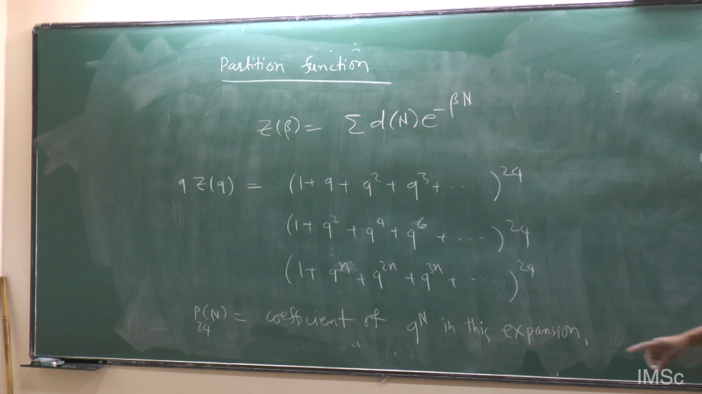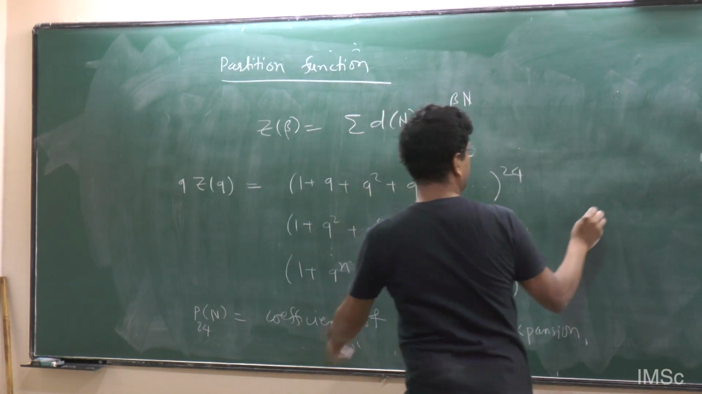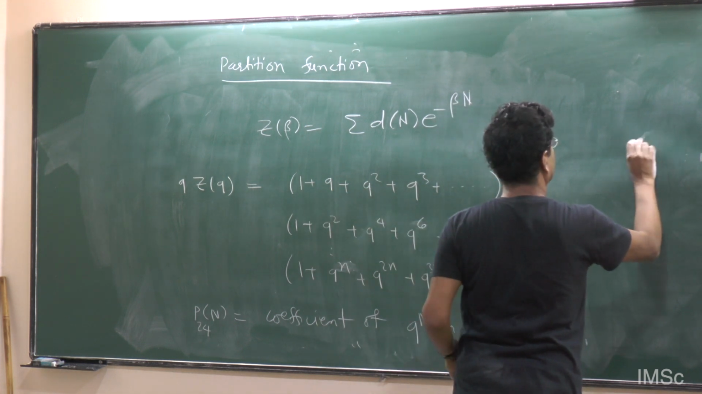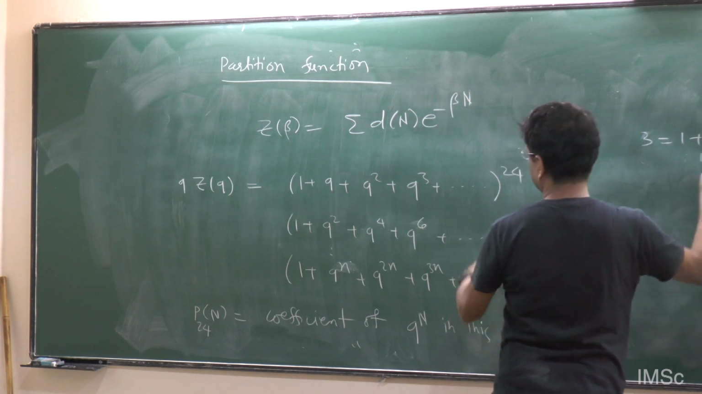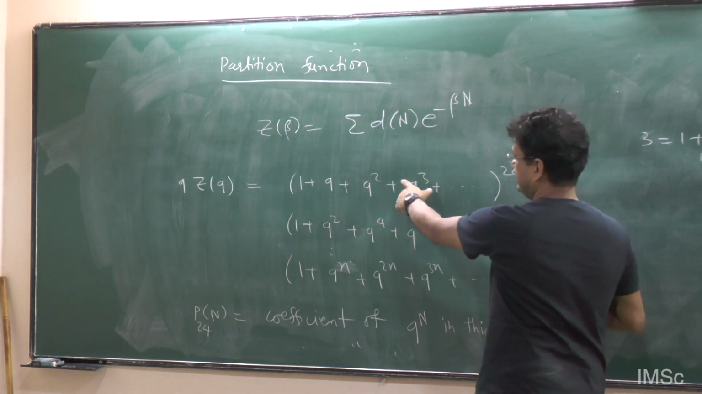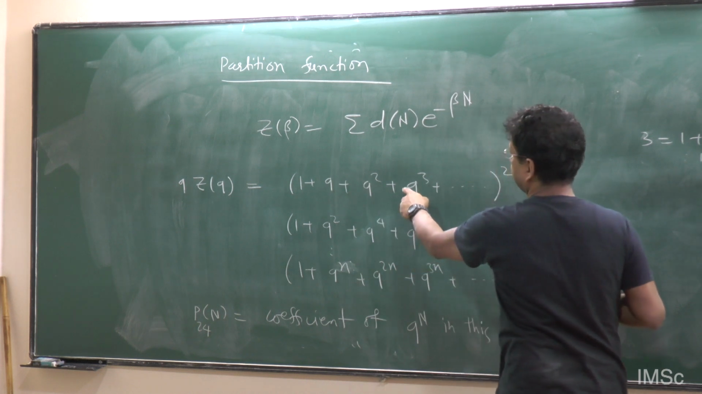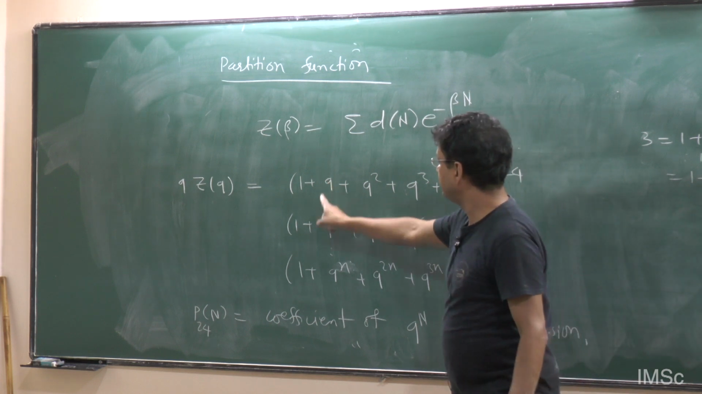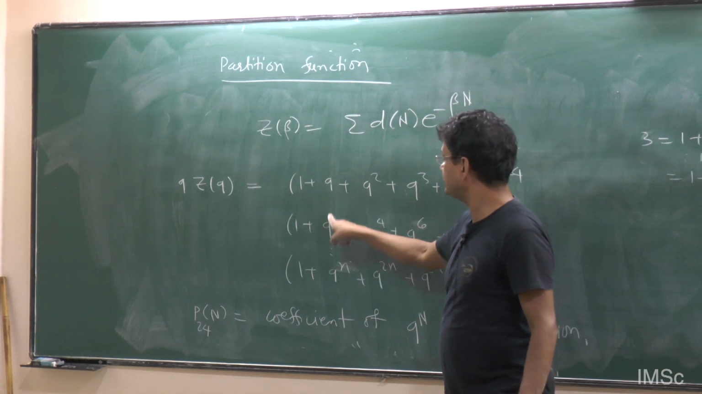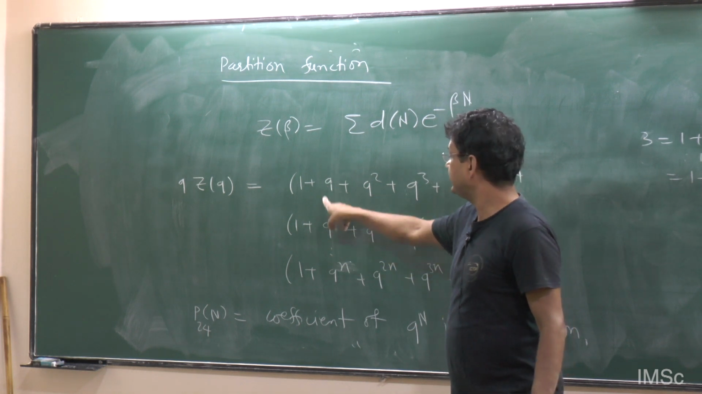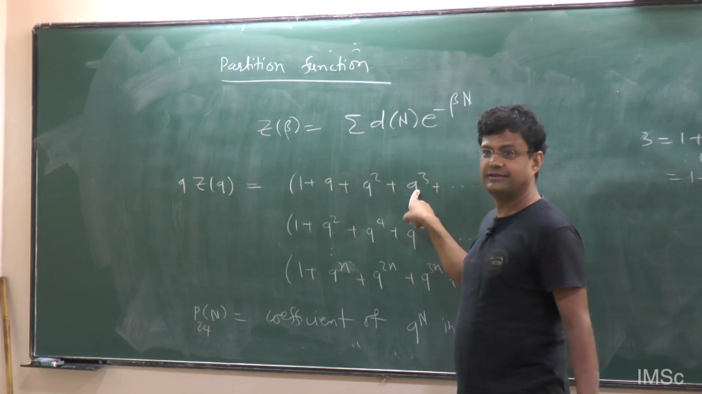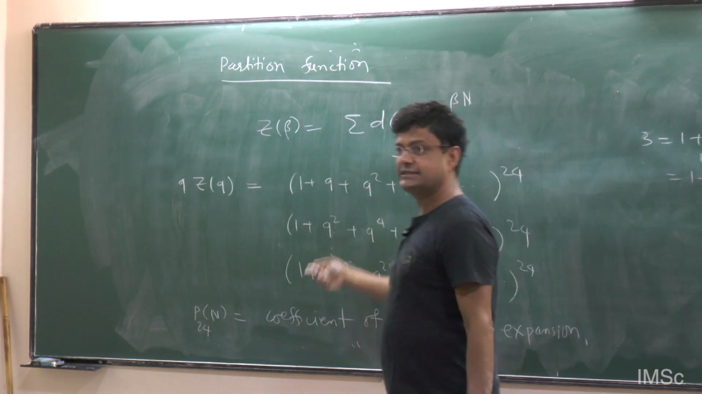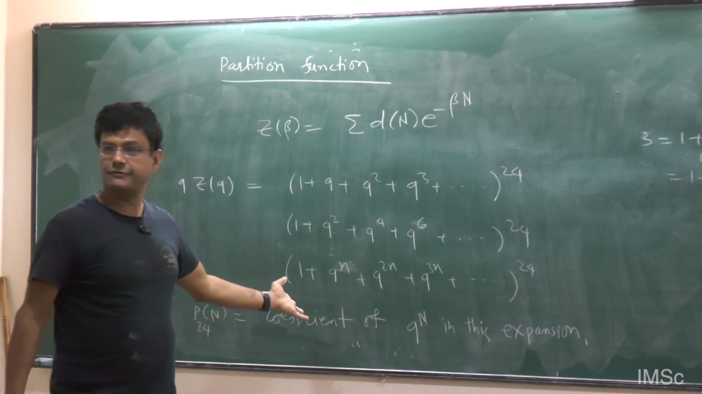Why is that? Suppose I take 3. If you write 3 equals 1 plus 1 plus 1, it can only come from this term, just taking a frequency to be 1 and multiplying it 3 times. But if you want to write 3 as 1 plus 2, then it comes from multiplying this and this. Both of them, if you multiply this with this, you will get a q cubed. So you have to keep track; this term plus this term will give you the number of ways you can partition the number 3. But this you will recognize is nothing but the partition function of 24 bosons.